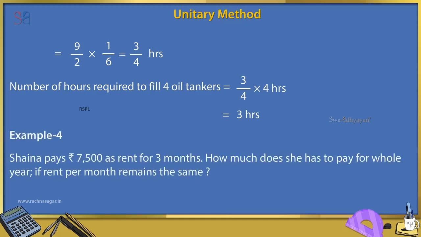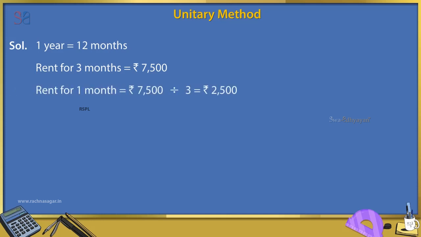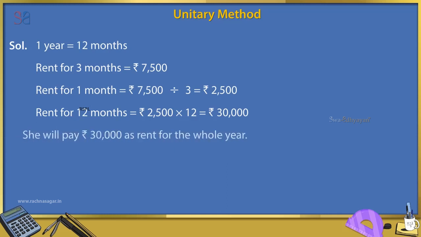Example 4. Shaina pays rupees 7,500 as rent for 3 months. How much does she have to pay for the whole year if rent per month remains the same? Solution. 1 year is equal to 12 months. Rent for 3 months is equal to rupees 7,500. Rent for 1 month is equal to rupees 7,500 divided by 3, which is equal to rupees 2,500. Rent for 12 months is equal to rupees 2,500 into 12, which is equal to rupees 30,000. She will pay rupees 30,000 as rent for the whole year.